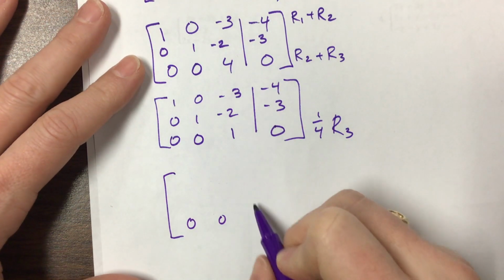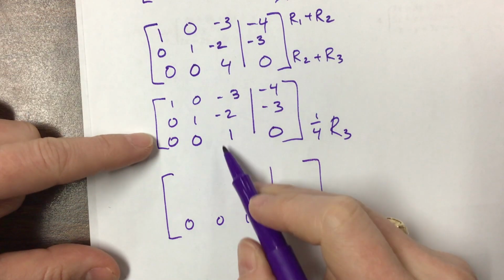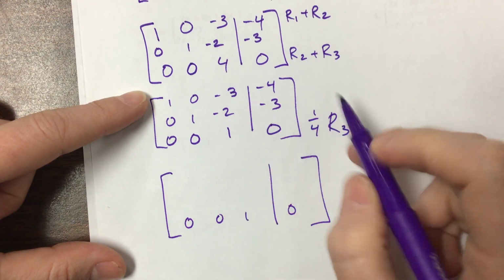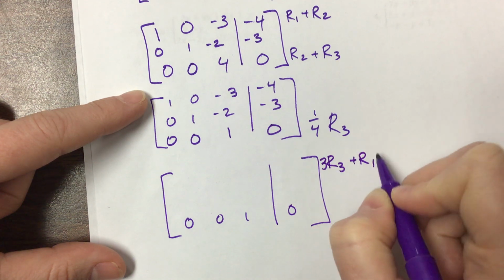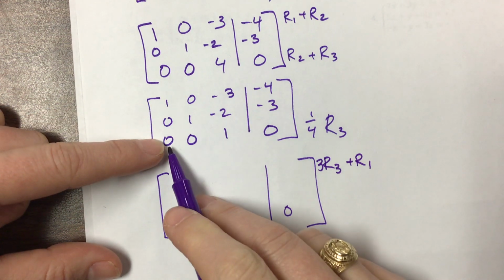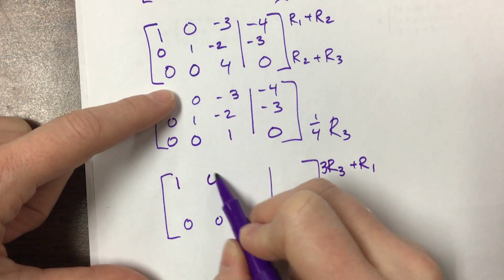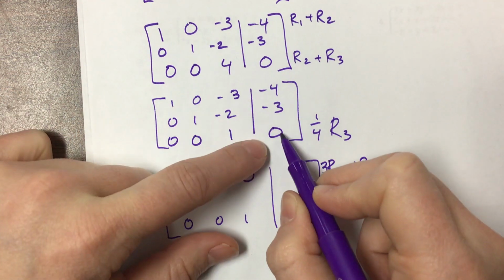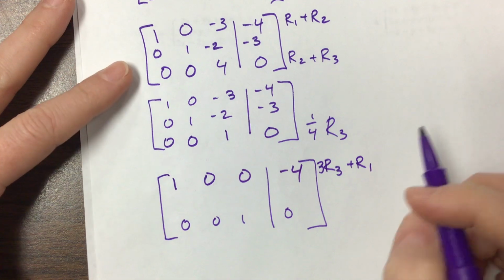Oh, you can't see it. So I like to write down the row that I'm going to keep. And then I'm going to say, okay, this is the top row. I just need to multiply this by 3 and then add it. So this is 3 times row 3 plus row 1. So 3 times 0 is still 0 plus 1 is 1. 0 plus 0 is still 0. 3 plus -3 is 0. 0 times 3 is still 0, and that's a -4.